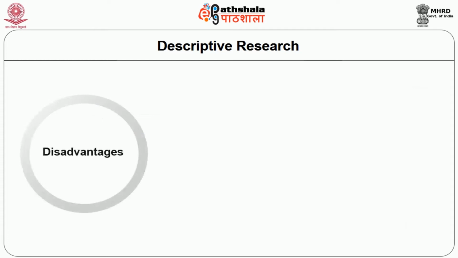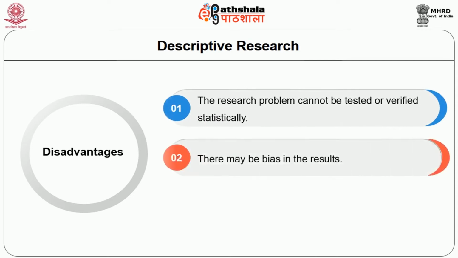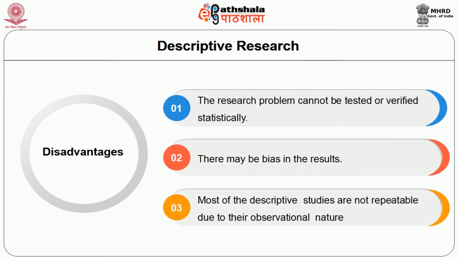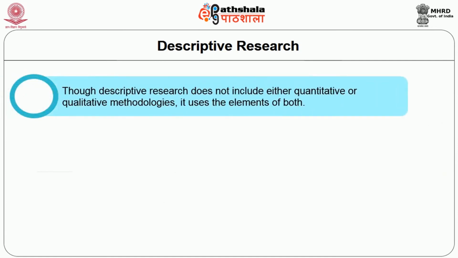This method has its own disadvantages. The research problem cannot be tested or verified statistically. There may be bias in the results. Most of the descriptive studies are not repeatable due to their observational nature. Though descriptive research does not include either quantitative or qualitative methodologies, it uses the elements of both.